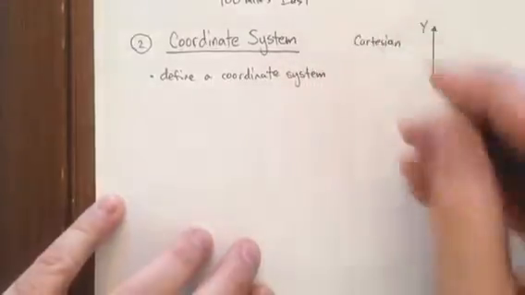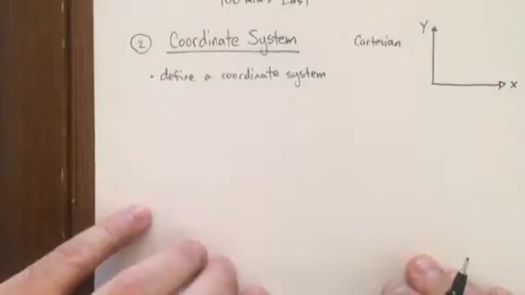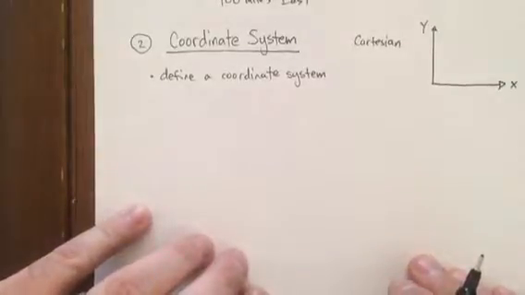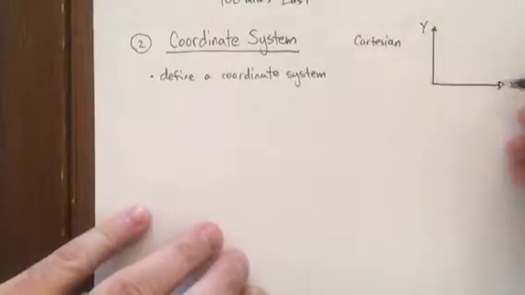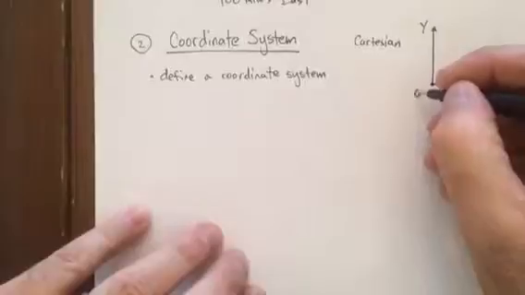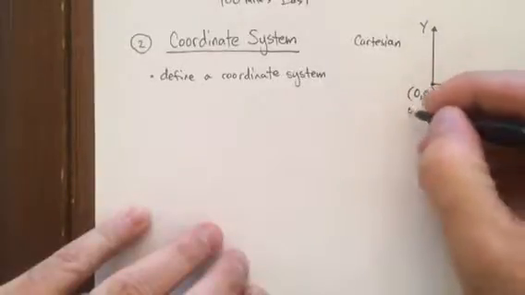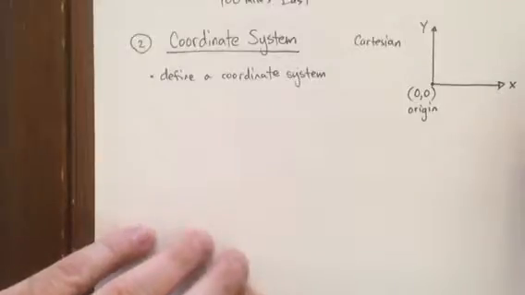Now, the coordinate system that you define is up to you. It can be whatever you want, as long as it's defined and is known. On the Cartesian coordinate system, there is a horizontal direction x, there's a vertical direction y, and usually the very center here is what we call the position 0, 0, which is also referred to as the origin.